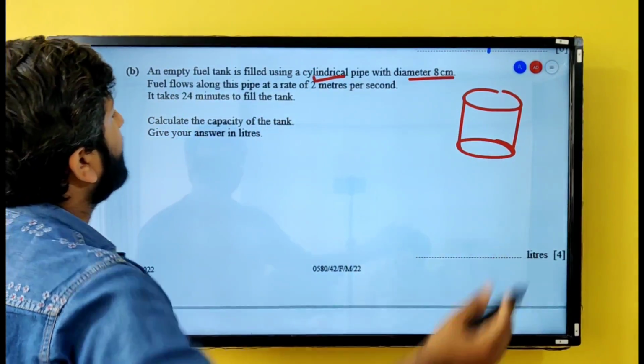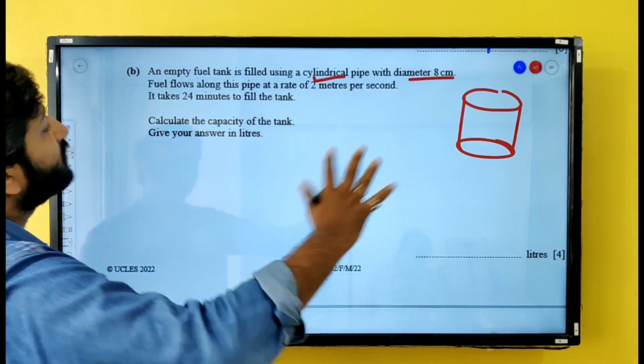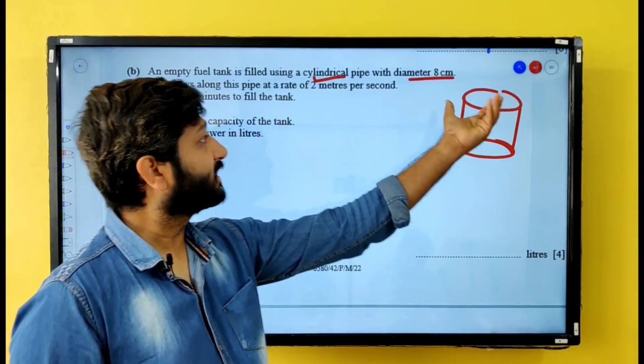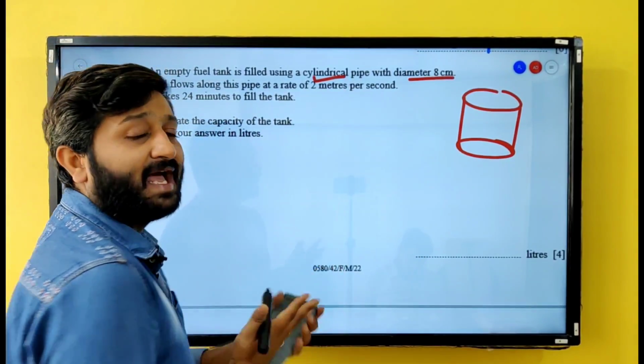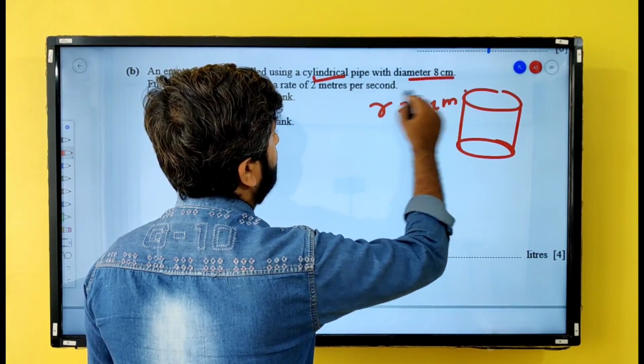Fuel flows along the pipe at a rate of 2 meters per second. It takes 24 minutes to fill the tank. Calculate the capacity of the tank. There is a cylindrical pipe which has a diameter of 8 centimeter. So the radius is going to be obviously 4 centimeter.